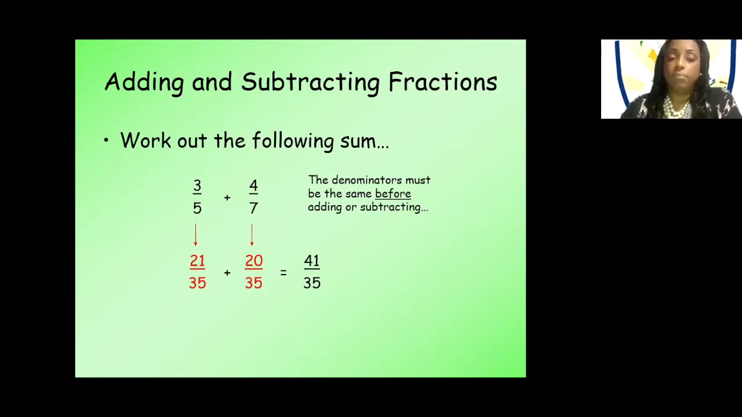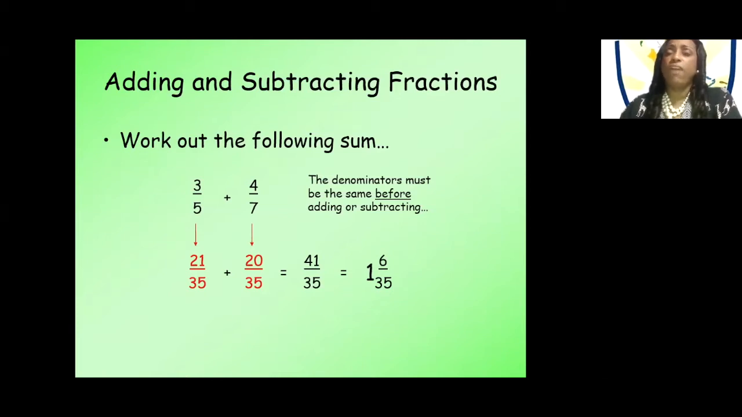Okay, so again, denominators are the same. So we're going to keep the denominators and we're going to work on the numerator or the top part of our fraction. And again, in this case, we have 21 that's being added to 20, and we're going to get 41 over 35. Okay? Now, this 41 over 35, as you may know, is called an improper fraction. Another topic that you should have done in a previous lesson.